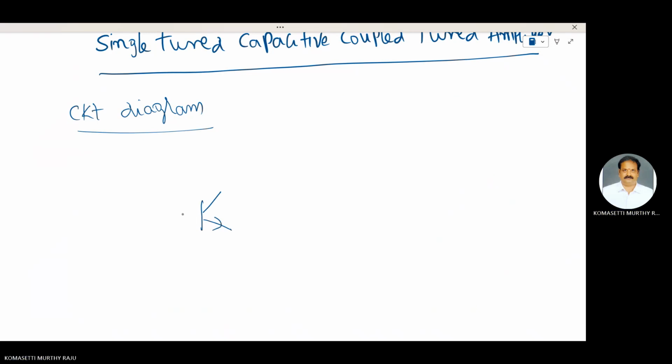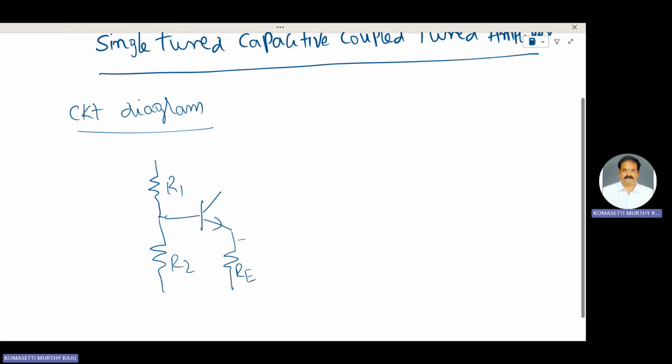Transistor. These two are bias resistances R1 and R2. This one is the emitter resistance RE, and the emitter bypass capacitor CE. This one is the source resistance RS. This one is VS.